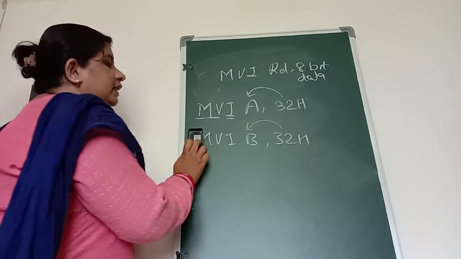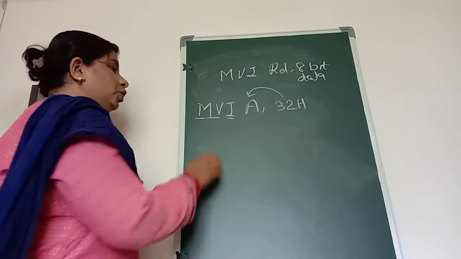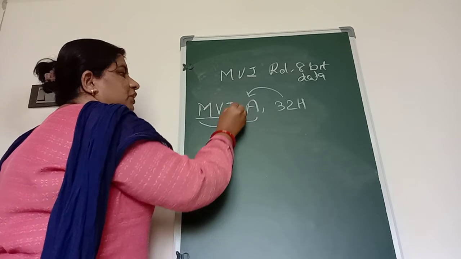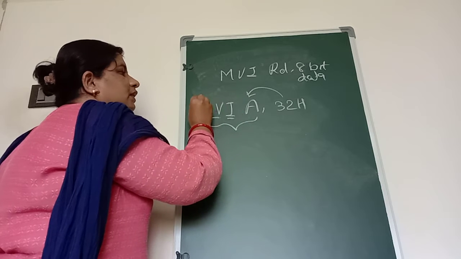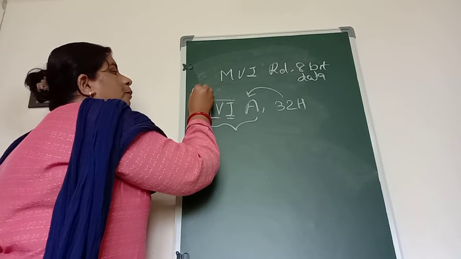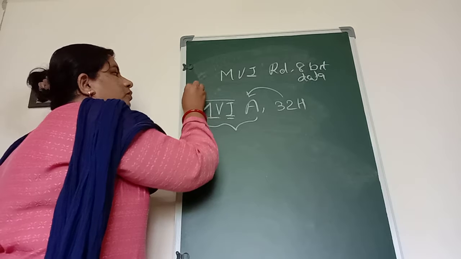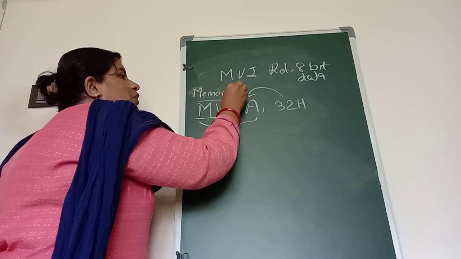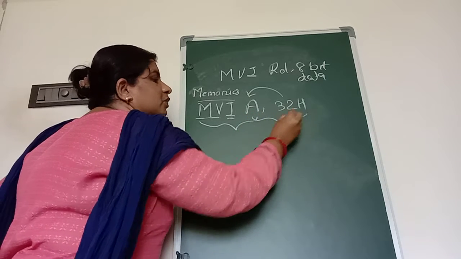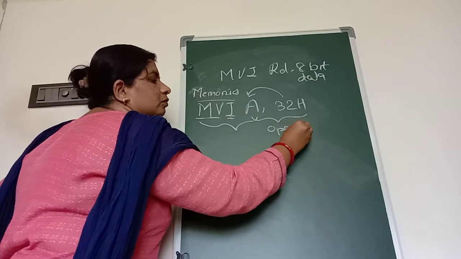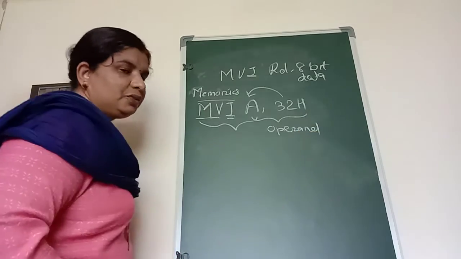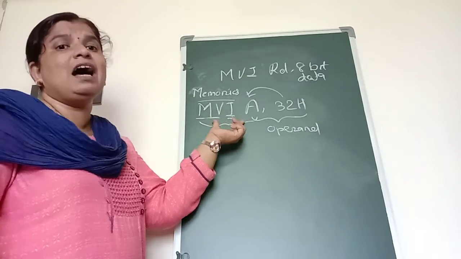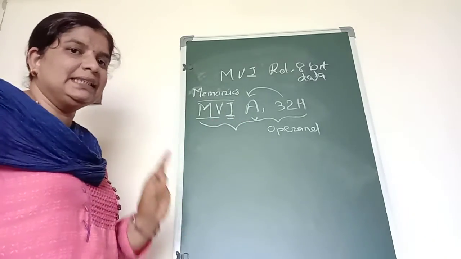So here in case of MVI A, we are going to write its hex code. The first part of the instruction, I have told you, is called the mnemonics. And this part is called the operand part, right? We should know that each mnemonic has one unique hexadecimal code.